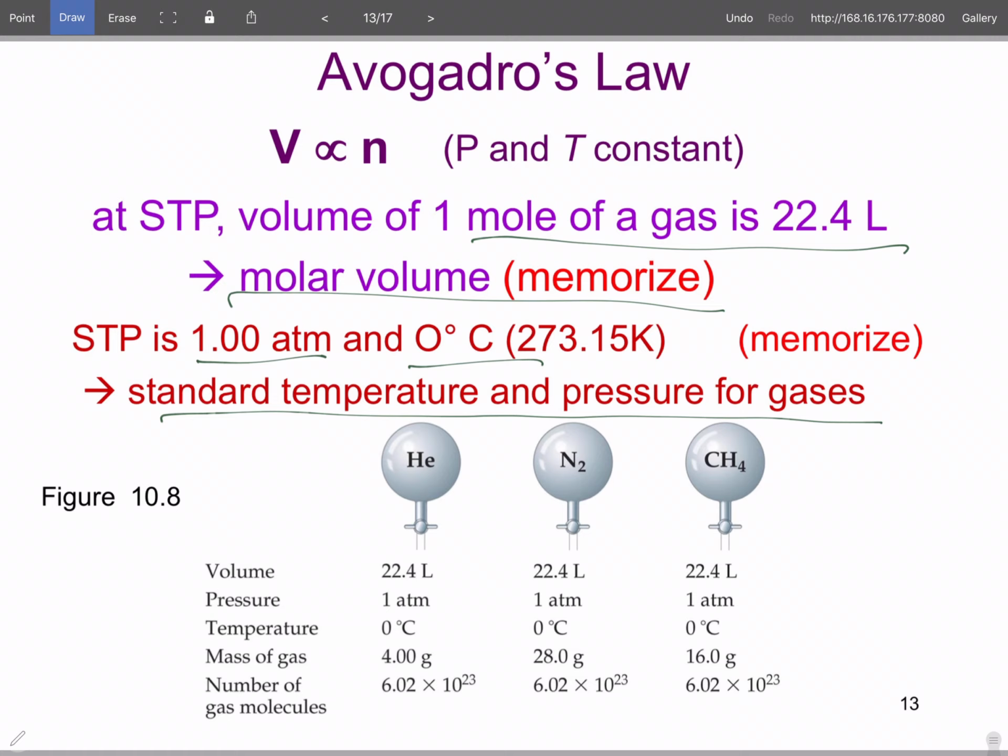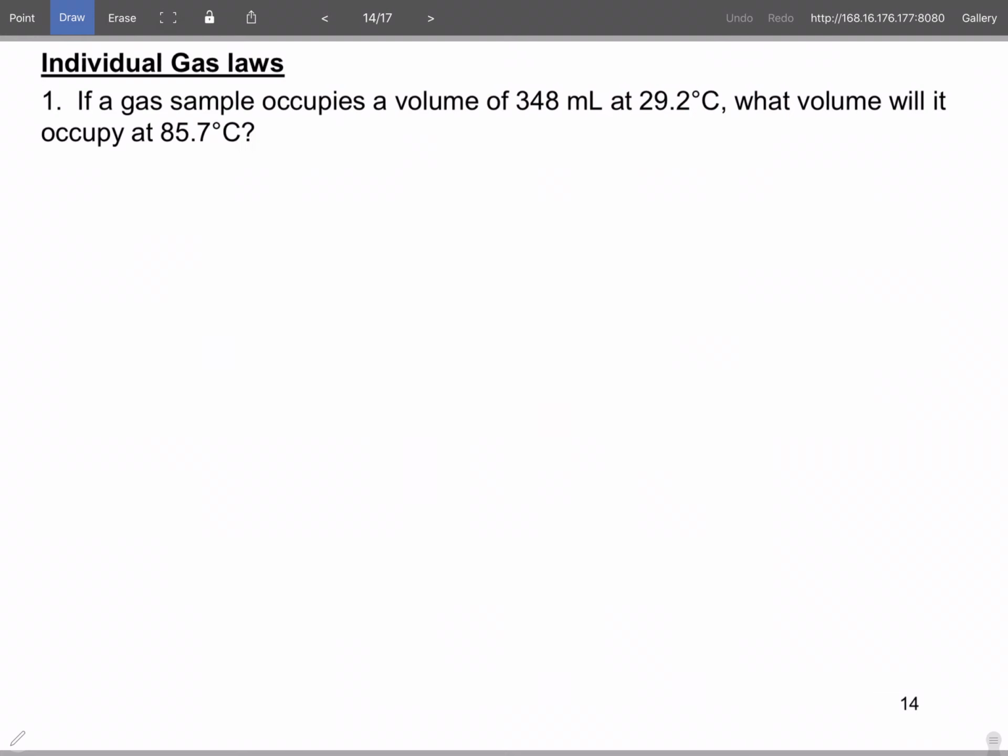You need to know that because later in chapter 5, we're going to talk about STP conditions for thermodynamics, which are different. So the trick is if you notice that at standard temperature and pressure, doesn't matter what our gas is, our volume is the same. And they all contain 1 mole of particles. Okay? So that's Avogadro's law. So now let's work some of these individual gas laws.